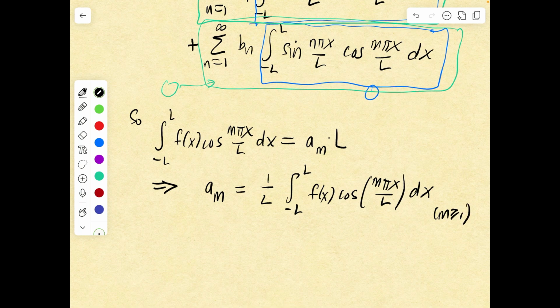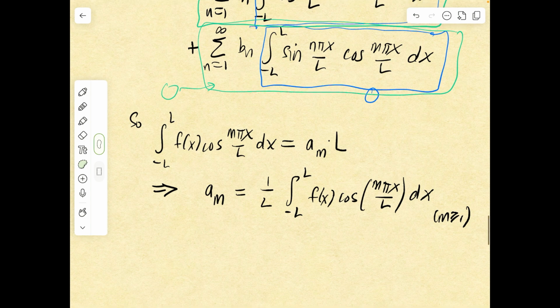Now we see that we have an integral of cosine, and the only thing left in the sum that's not 0 is when m equals n. So if m is not equal to n, you get the integral of cosine of some integer k pi x over L, where k is m minus n, which would be like my k here.